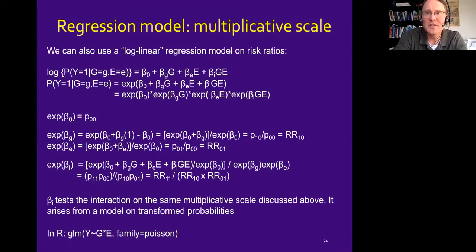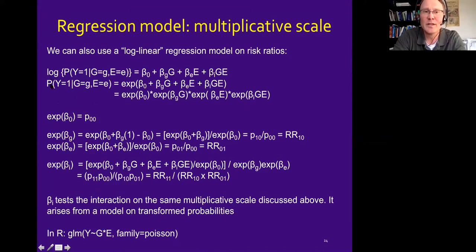On the multiplicative scale, we could use a log linear model. And so in R, you would do it the same way, but use GLM, and you give family equal to Poisson. It doesn't mean Y has to be Poisson distributed. It just means that the link function is log. And that changes this to the log of the outcome rather than just the outcome itself.